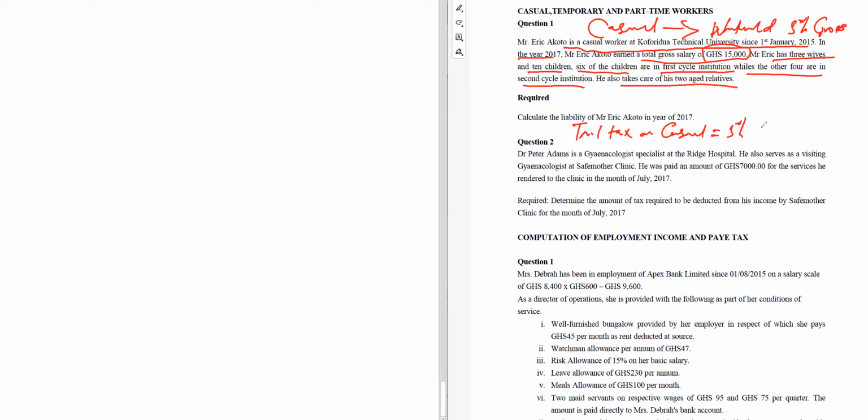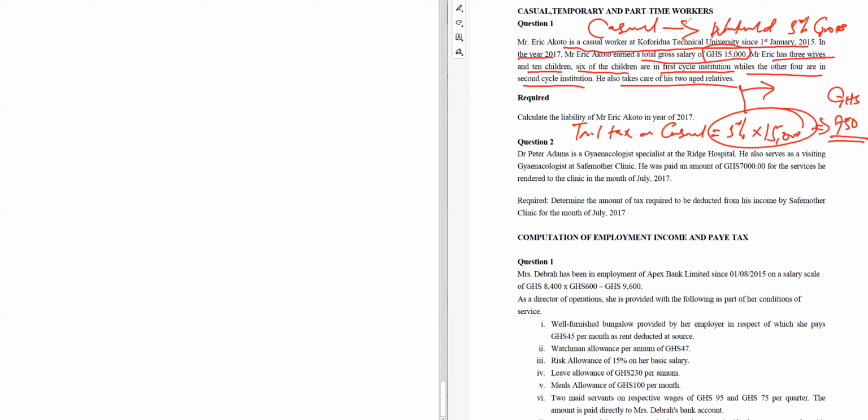That means you have to take 5% of the 15,000. That is all. That's all the tax we will take. This guy doesn't get any relief, so they can trick you in the exam, bring so many reliefs. You will be tempted. I'm telling you, casual staff, no relief. Even if he has 100 children or 100 wives, no relief for him, unless he has another employment where he's not a casual staff, then that one is active employment. So that's how we deal with casual staff.